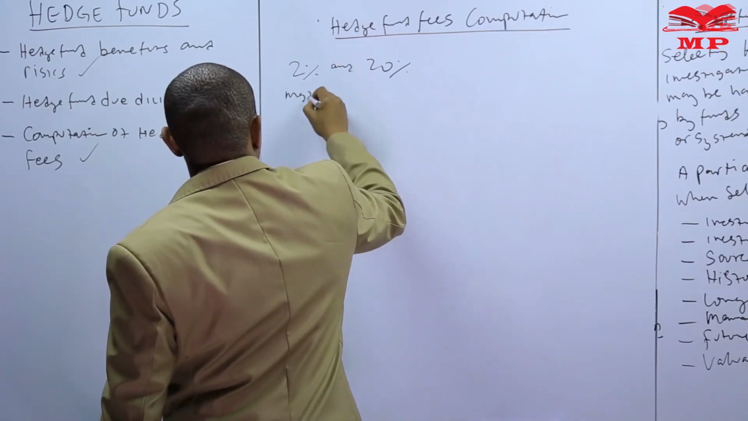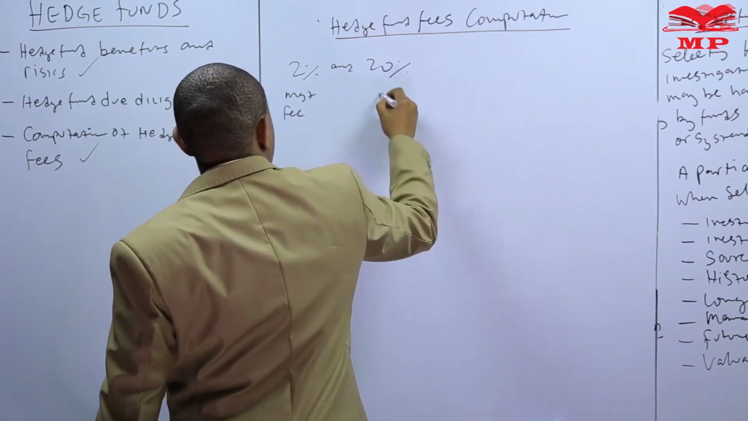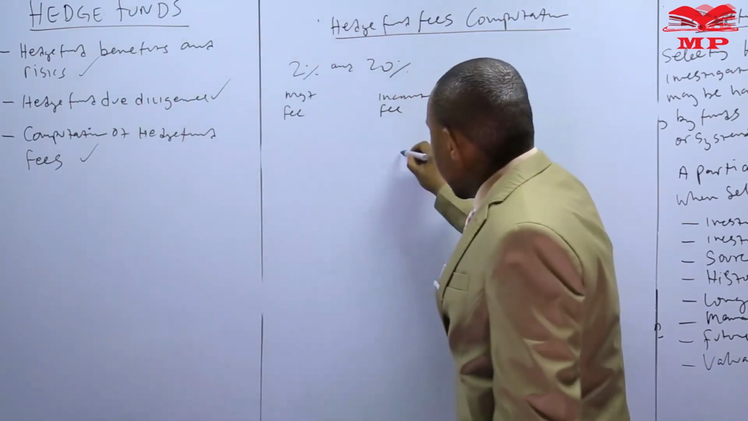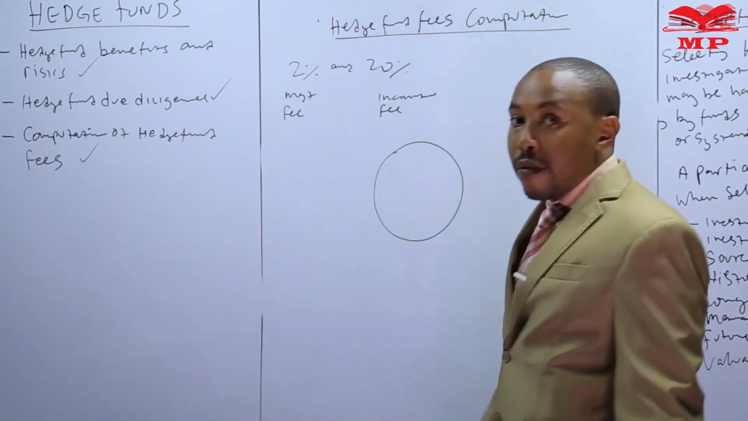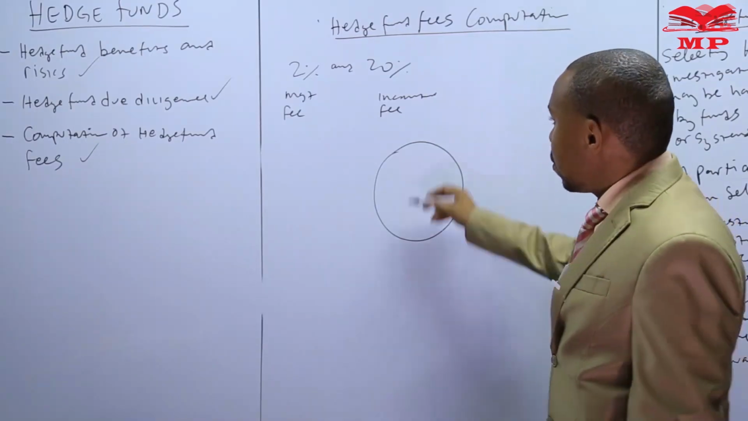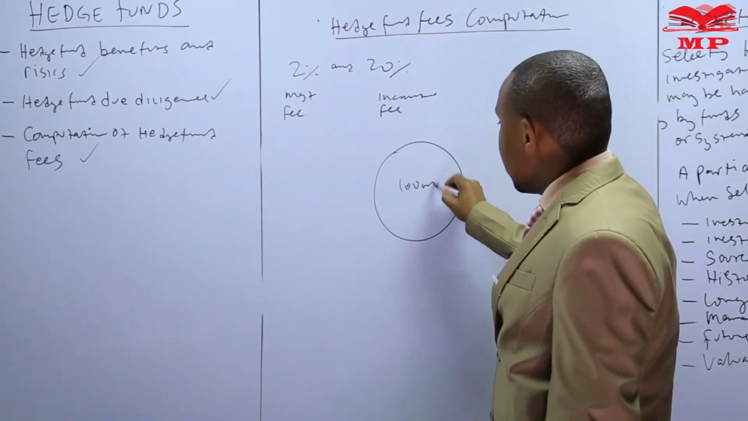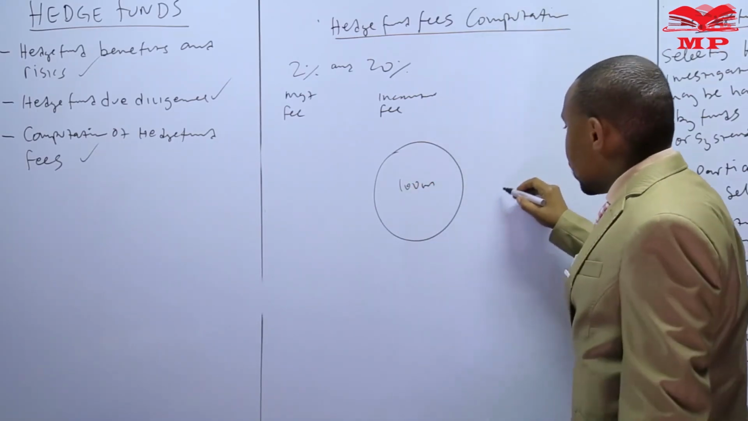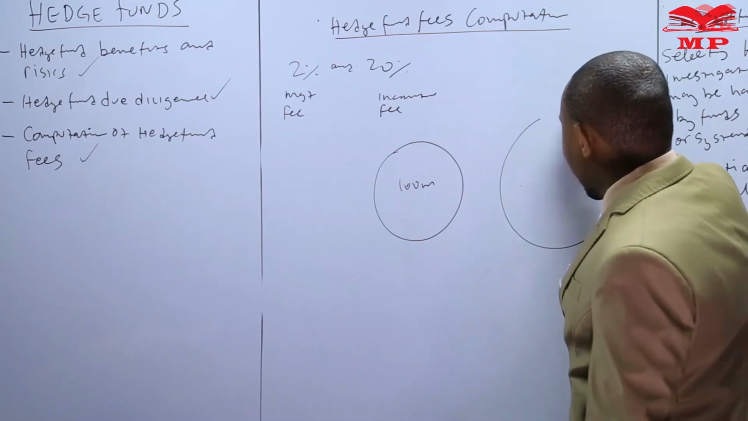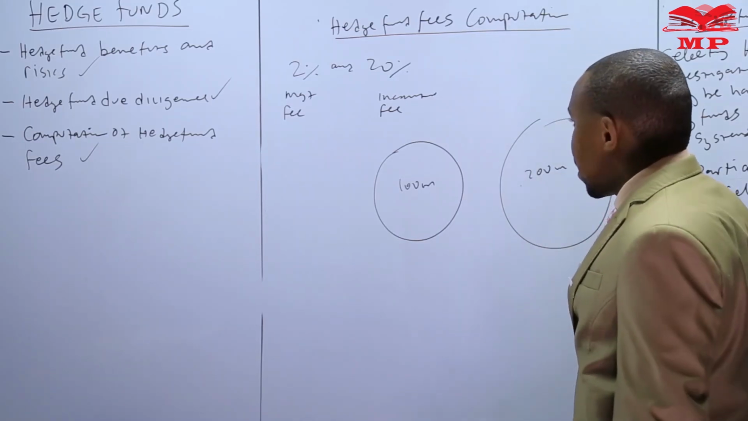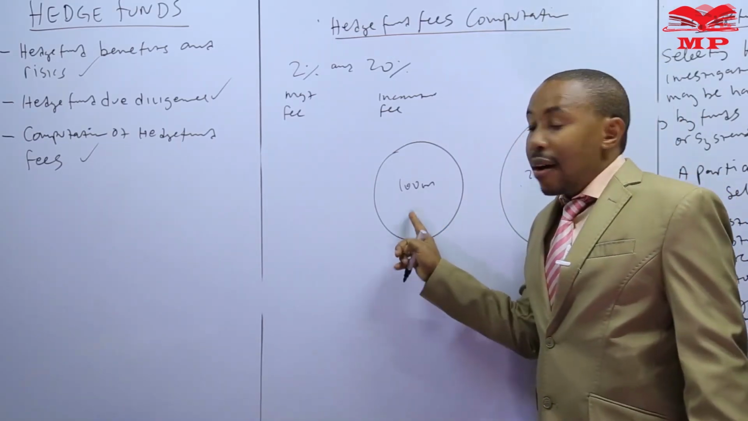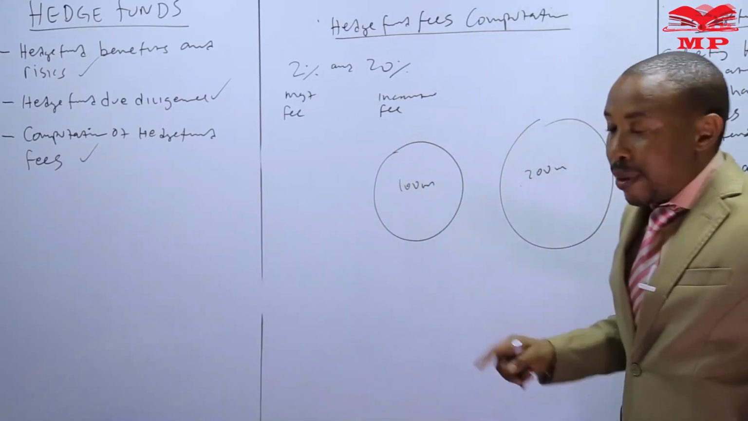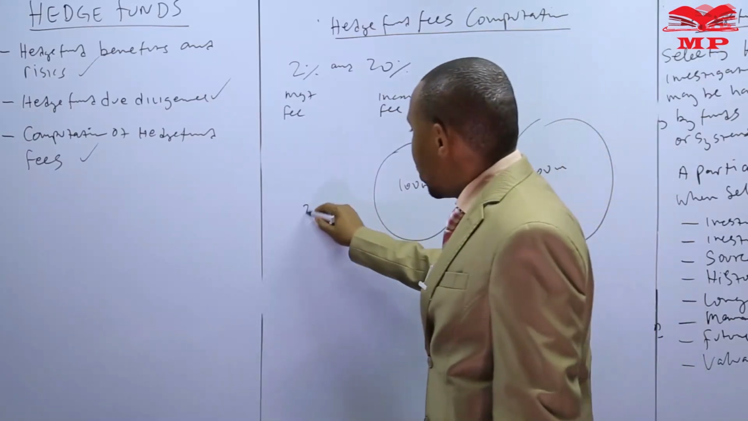This is the management fee, and this is the incentive fee. What are we saying? This is the value of the hedge fund. We're saying the value of the hedge fund is 100 million. If the fund grows from 100 million to maybe 200 million, at the beginning there is going to be 2% of this value that will be charged. 2% of 100 million, I'm assuming, is going to be 2 million.